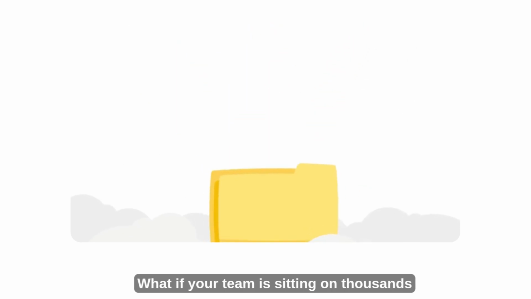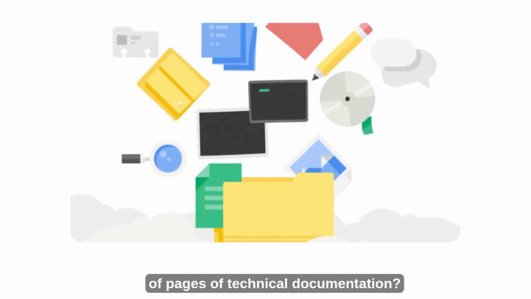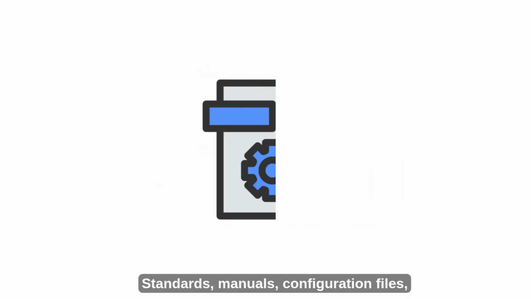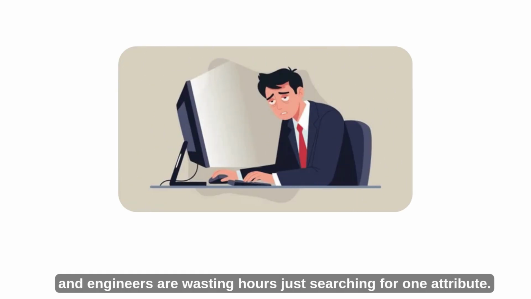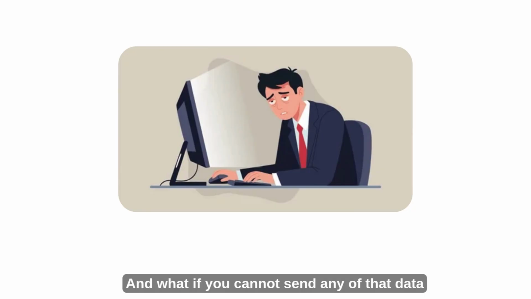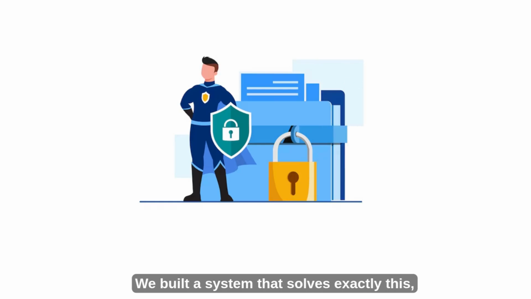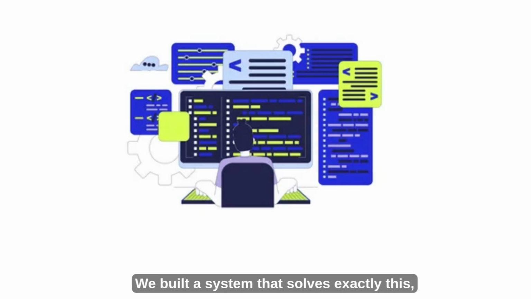What if your team is sitting on thousands of pages of technical documentation, standards, manuals, configuration files, and engineers are wasting hours just searching for one attribute? And what if you cannot send any of that data to the cloud because it has to stay fully offline and air-gapped? We built a system that solves exactly this, and we want to show you how.